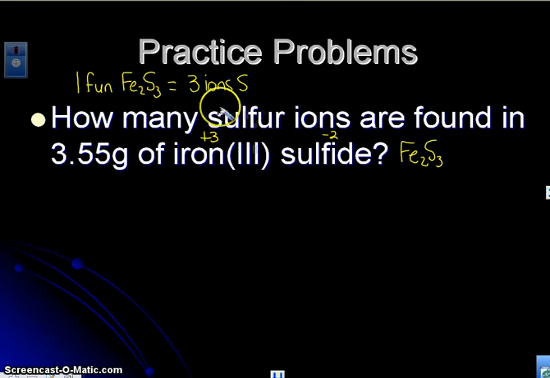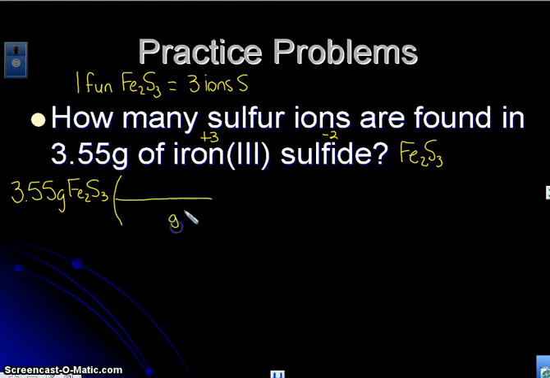And so we know that at some point we are going to have to use this as a conversion factor. The problem is asking us to find how many sulfur ions, so it is very likely that it will be at the end of the problem. So let's start here with our mass of iron 3 sulfide, and then we can figure out what we need to do. We know that we're going to need to get to molecules, and in order to do that, our first step is to convert to moles. So we're going to set up our factor. We want to go from grams to moles.